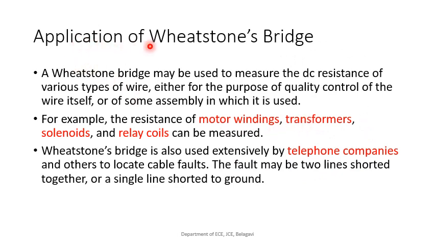Next is the application of Wheatstone's bridge. A Wheatstone's bridge may be used to measure the DC resistance of various types of wires, either for quality control of the wire itself or for some assembly in which it is used. For example, the resistance of motor windings, transformers, solenoids, and relay coils can be measured. Wheatstone's bridge is also used extensively by telephone companies and others to locate cable faults. The faults may be two lines shorted together or a single line shorted to ground. So these three points you have to remember.